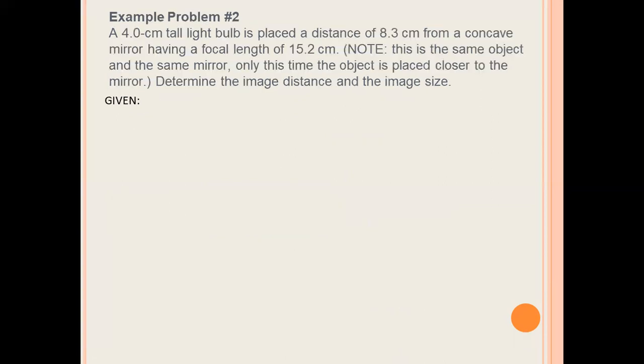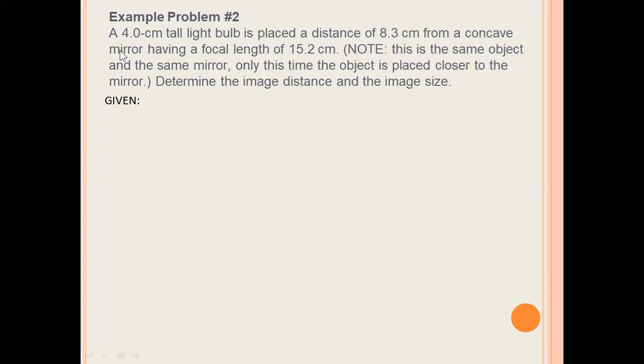Now let's proceed with the second problem. A 4 centimeter tall light bulb is placed a distance of 8.3 centimeters from a concave mirror having a focal length of 15.2 centimeters. We're going to note that this second problem differs from the first problem by virtue of the distance of the object. This is the same object and the same mirror. Only this time, the object is placed closer to the mirror.